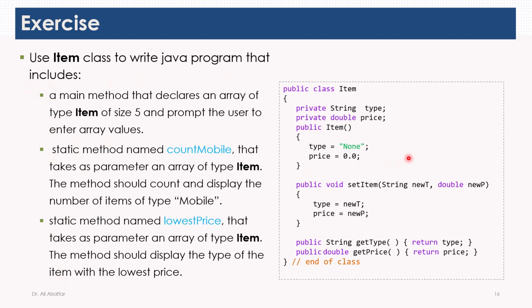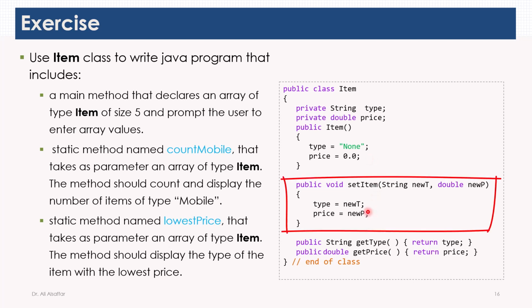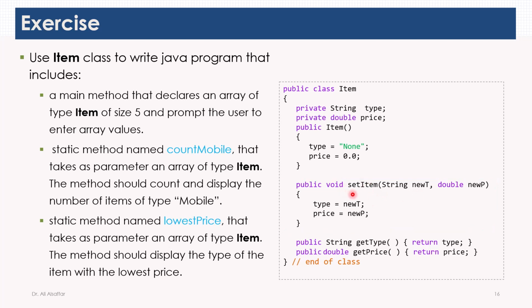Let us have a look first at the definition of the class, and identify its data members, the constructor, and the methods. It has 2 data members, type as a string and price as a double. There is only one constructor that initializes type and price, with default values of none for the type and 0 for the price. And there is only one unified set method that sets both data members using one method. And finally, we have 2 getters, one for each of the data members of the class. Let us see what is required in this exercise.